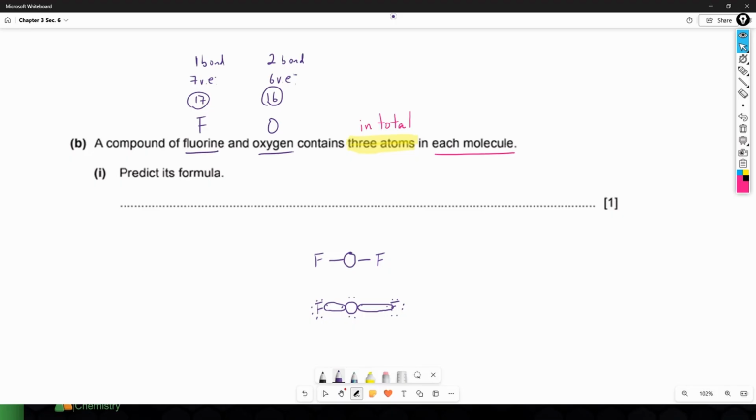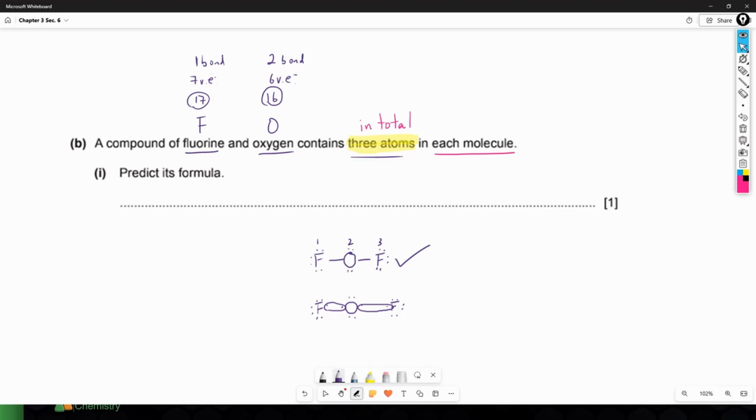This fluorine 2, 4, 6, 8 electrons. And then oxygen 2, 4, 6, 8 electrons. So everyone's happy with this new conformation of fluorine and oxygen, meaning that this meets all of the requirements. There are 3 total atoms, like the question said. 1 fluorine here, 2 is the oxygen, and 3 is the second fluorine. 3 atoms in total. And the oxygen has 2 bonds, and the fluorines have 1 bond. Everything has an octet, so it's a very stable molecule.